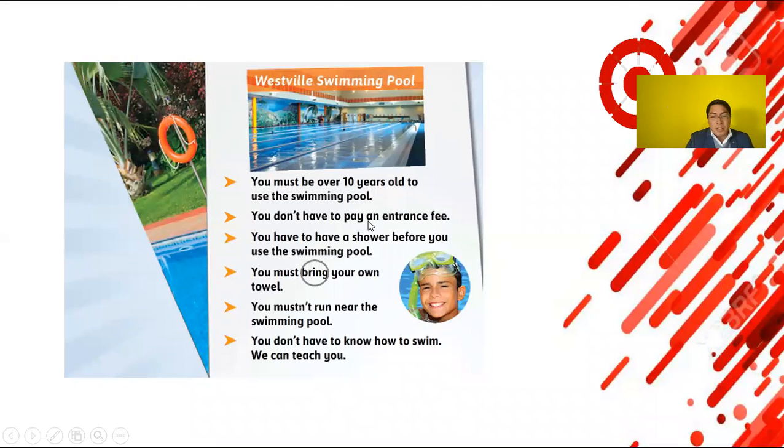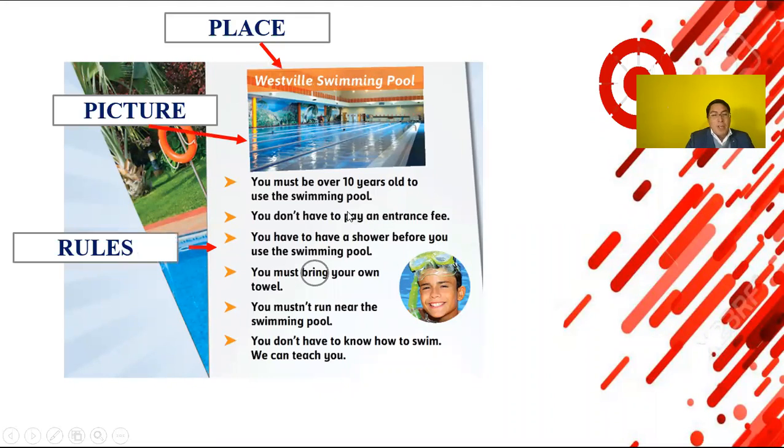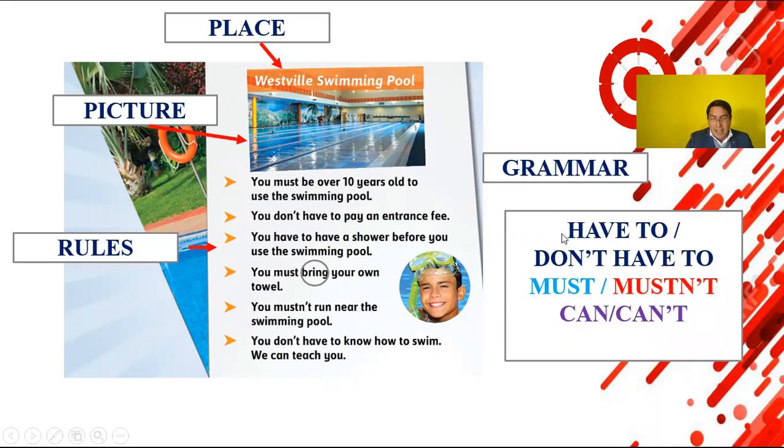And when we talk about rules, we use the grammar we learned. Have to, obligations. Don't have to, it's not an obligation. For example, you don't have to pay the ticket, the entrance. Must or mustn't for prohibitions. We have some examples here in your book. And I suppose you finished these activities.